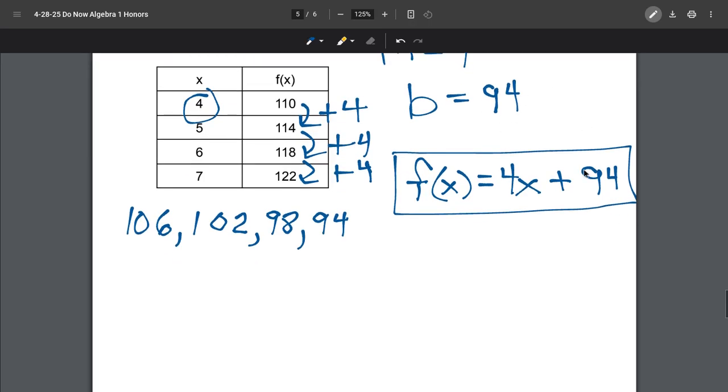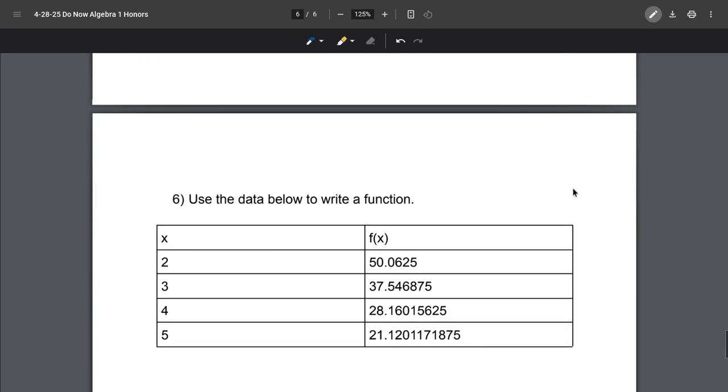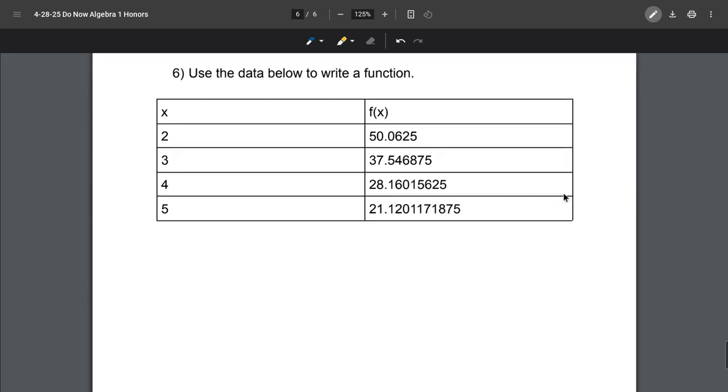Okay, last one. We're going to use the table to write a function. So let's see, this one we jumped down a little bit less than 13. This one we jumped down a little bit more than 9, and then we jumped down a little bit more than 7. So it's not a constant rate of change. So I'm thinking exponential function. So let's find out the b value here.